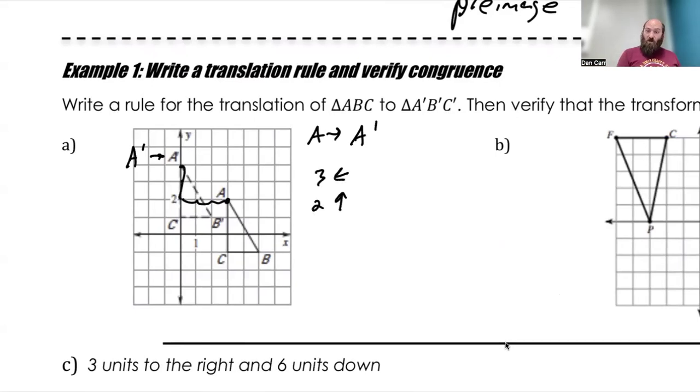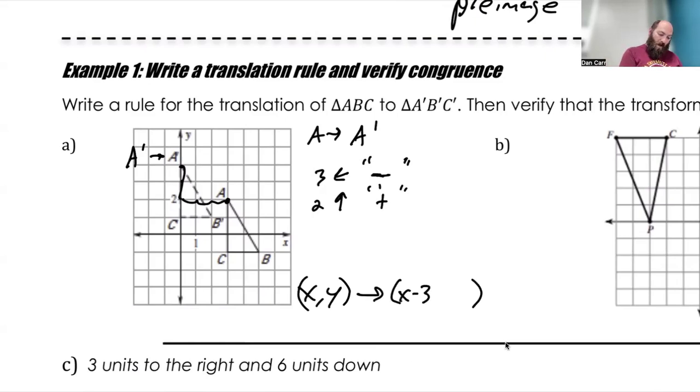So what does that look like in terms of my signs? 3 to the left is a negative direction. 2 up is a positive direction. So when we write this out, we're going to do XY. We always start it the same way for our translations. It's going to look exactly like this. It's going to be XY, then an arrow. My results, like I said, we're going 3 to the left. That means that's X minus 3. We go 2 up, that's Y plus 2. Okay. That's how we show that.